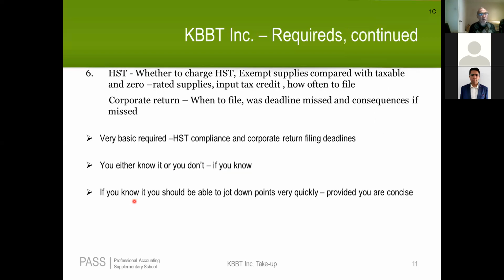For the tax required, it's a very basic required. They're simply testing HST compliance and corporate return filing deadlines. You either know it or you don't. If you know it, you should be able to jot the points down very quickly. As long as you're concise, it shouldn't take you more than about 5, 6, 7 minutes. If you don't know it, then of course, no amount of time is going to help you.